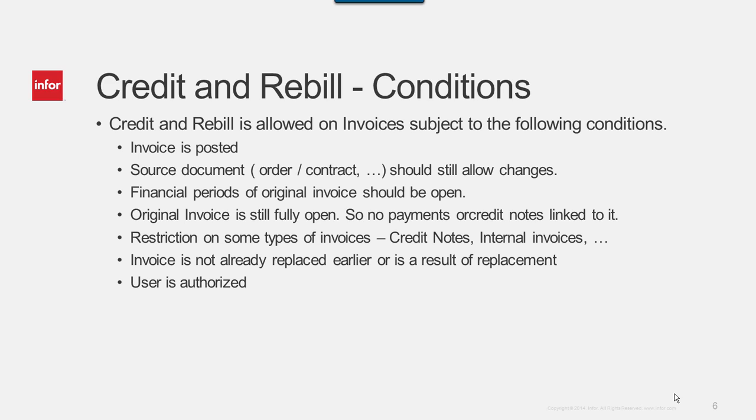Financial periods of the original invoice should still be open. This is because the credit note created to close the original invoice goes to the same period. The original invoice should be fully open in finance. If there has been any payment or credit note linked to this invoice, then credit and rebill is no longer allowed on this invoice. There are restrictions on some types of invoices, and we can look at the full list of these restrictions in a later slide. An invoice which is already replaced earlier or which is a result of a replacement process can no longer be credited and rebilled. Of course, finally, users should be authorized for carrying out this process.